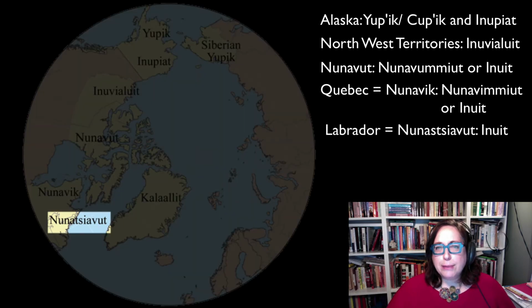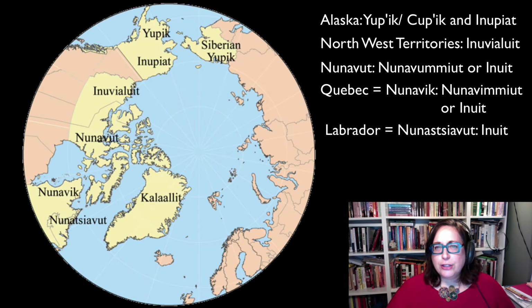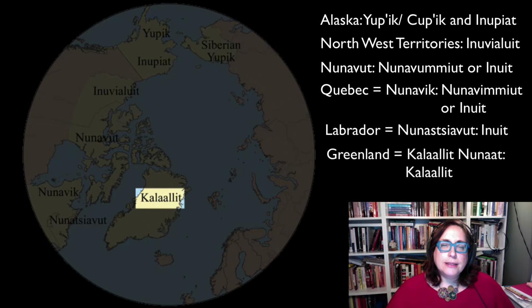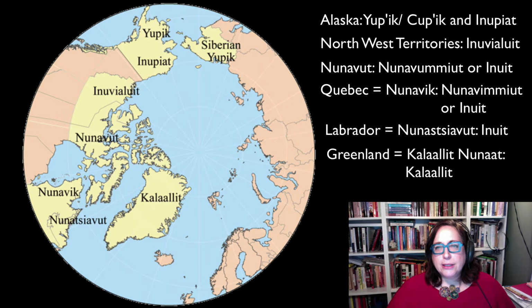And then in northern Labrador, the land is called Nunatsiavut, which means our beautiful land, and the people there call themselves Inuit. And then in Greenland, people call themselves Kalalit, and Greenland is actually called Kalalit Nunat, which is the place of the Kalalit.